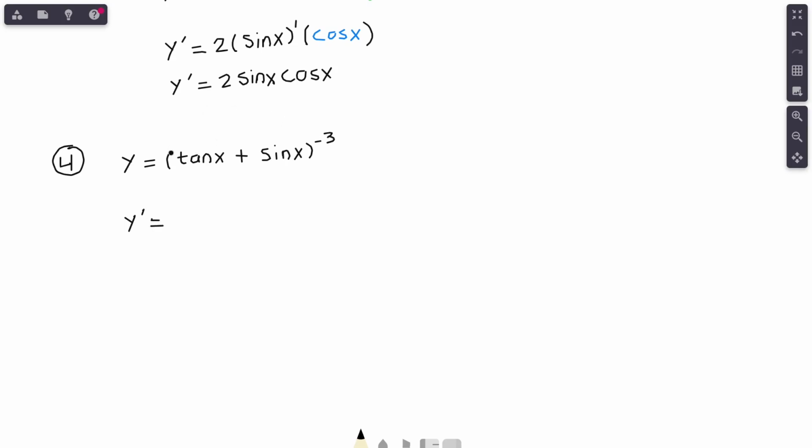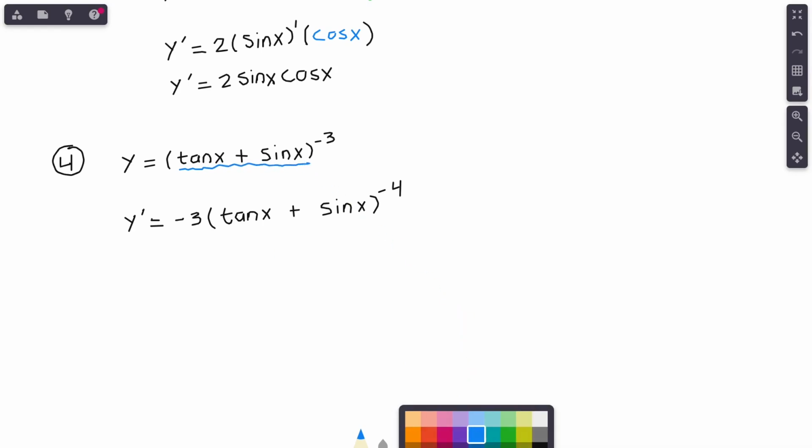So the derivative of the outside is going to be, we're going to bring down the -3, so it's going to be -3 times, we're going to keep the inside the same, so it's going to be tangent of x plus sine x. And then we subtract 1 from the exponent, right? That's the derivative of the outside part, so it's going to become -4. Okay, but the chain rule says we've got to multiply by the derivative of the inside. So we have to multiply by the derivative of tangent x plus sine x.